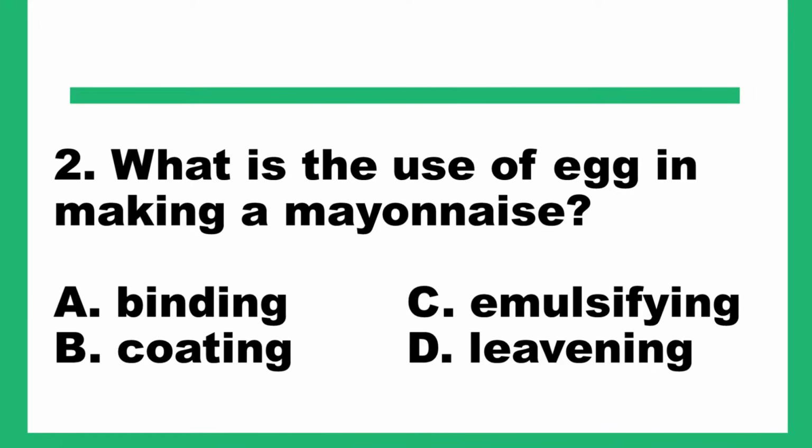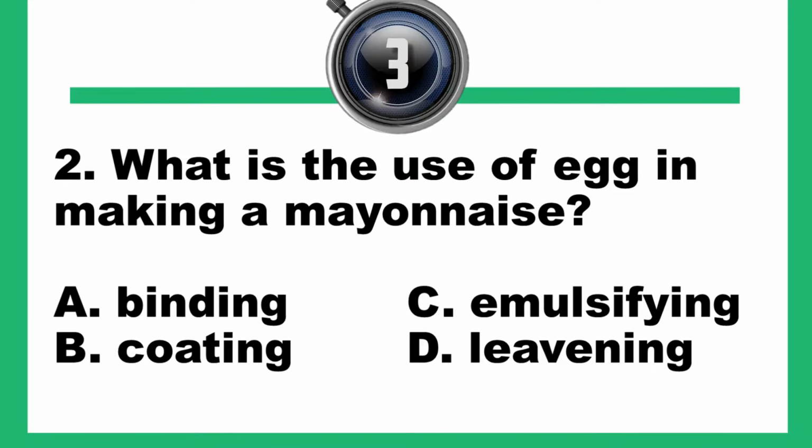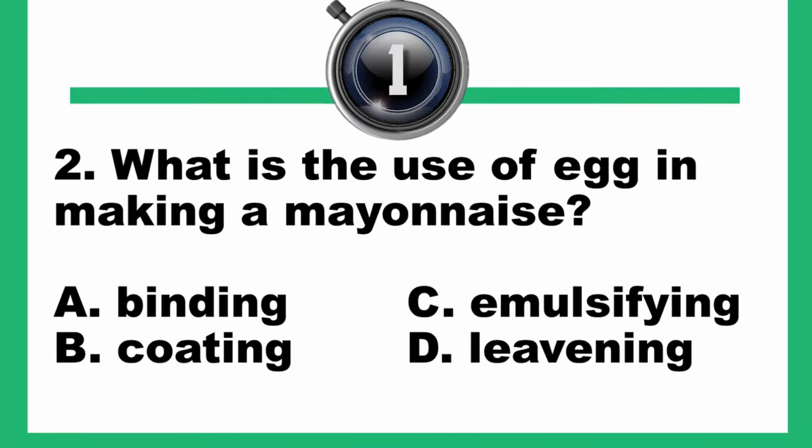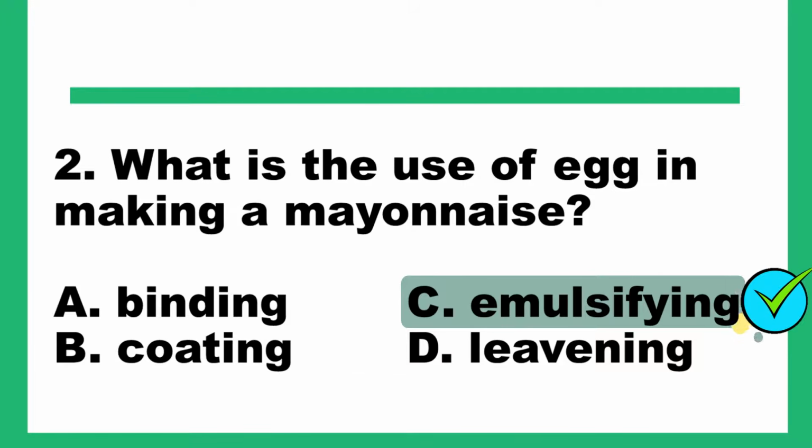Second question. What is the use of egg in making a mayonnaise? Is it A. Binding, B. Coating, C. Emulsifying, or D. Leavening? The answer is letter C. Emulsifying.